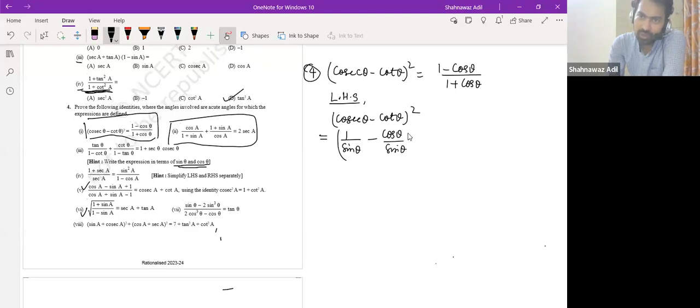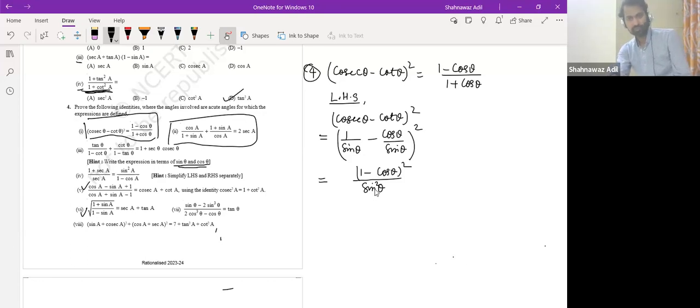Good. So this we know, and taking the LCM of sine theta, this is 1 minus cos theta whole square, and this is sine square theta. Clear up to this point? Yes, sir.